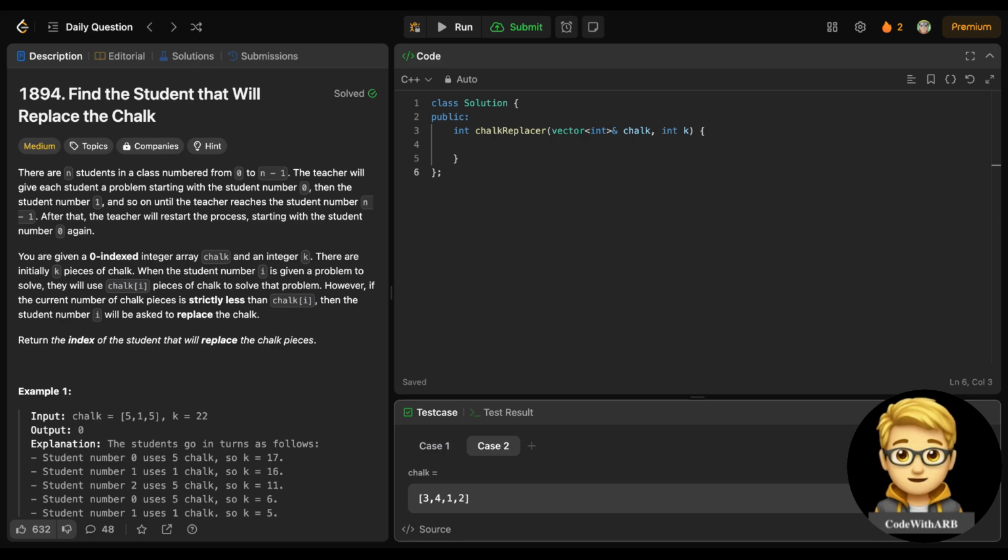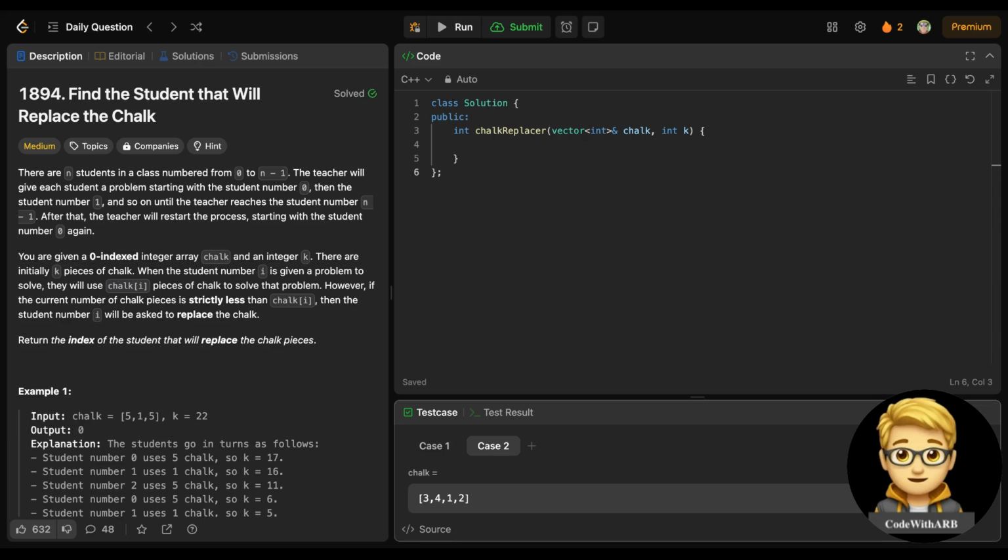So this is "Find the Student that Will Replace the Chalk." That's the question. Let's see what it is asking. There are n students in a class numbered from 0 to n minus 1. The teacher will give each student a problem, starting with student number 0, then student number 1, and so on until the teacher reaches student n minus 1. After that, the teacher will restart the process, starting with student number 0 again.